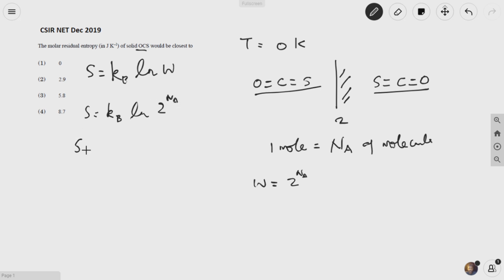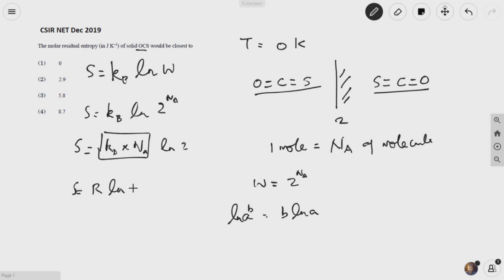We know that ln A power B can be written as B ln A. We are just going to implement the same thing here. So this will become Kb into NA ln 2. So this is actually your gas constant. So S is equal to R ln 2.